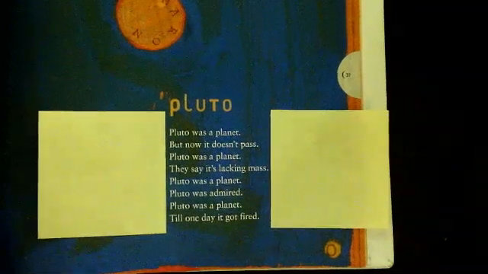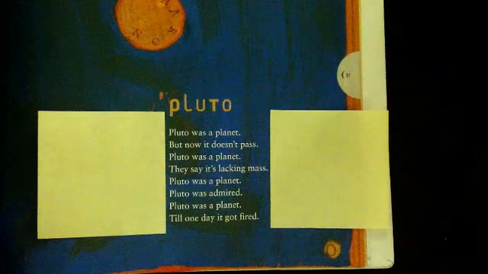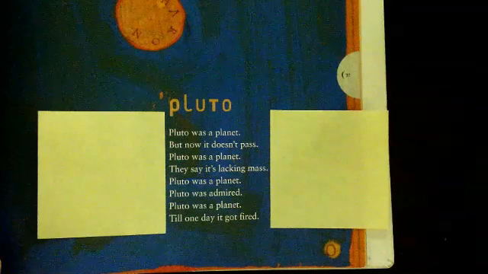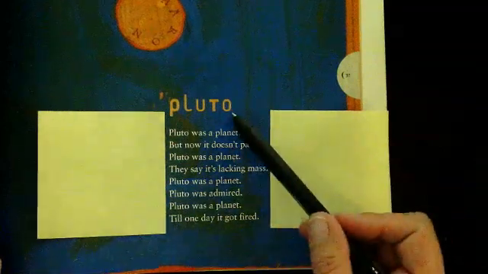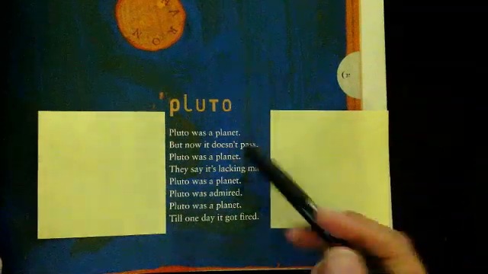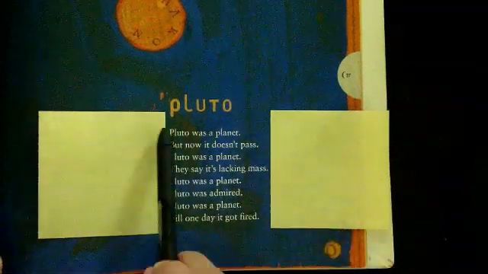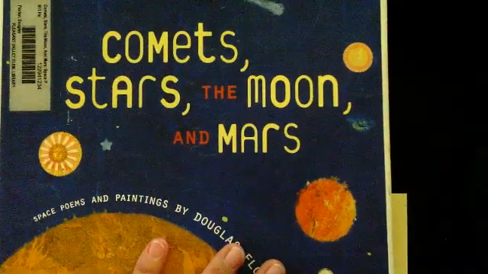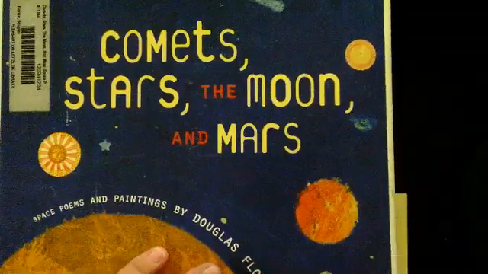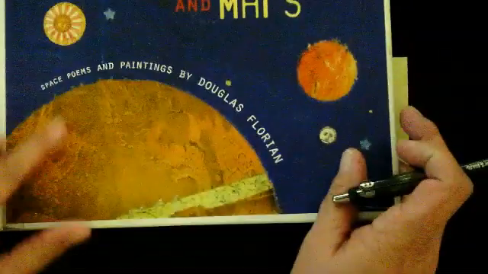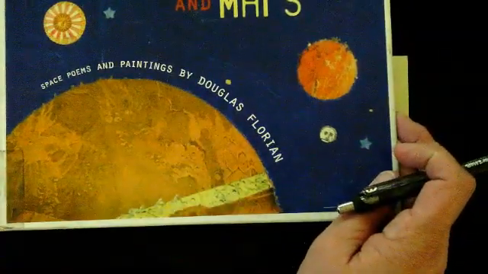Today, we're going to explore those things, and then we're also going to talk about one other thing called point of view. So first, let's read our poem. This one is called Pluto. You're going to be doing the same thing with a different poem in your Class Kick pages today. So this one is called Pluto. It's from the book Comets, Stars, the Moon, and Mars. It's a space poems and paintings by Douglas Florian.